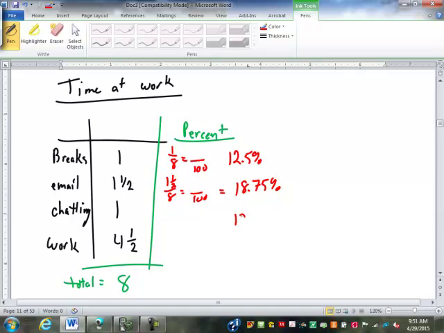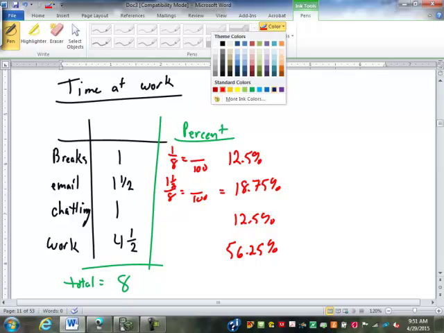Well, 1 is still going to be 12.5%. 4.5 is going to be 56.25%. That's 4.5 over 8 equals blank over 100. You guys okay with calculating the percents? I know I kind of flew through it.